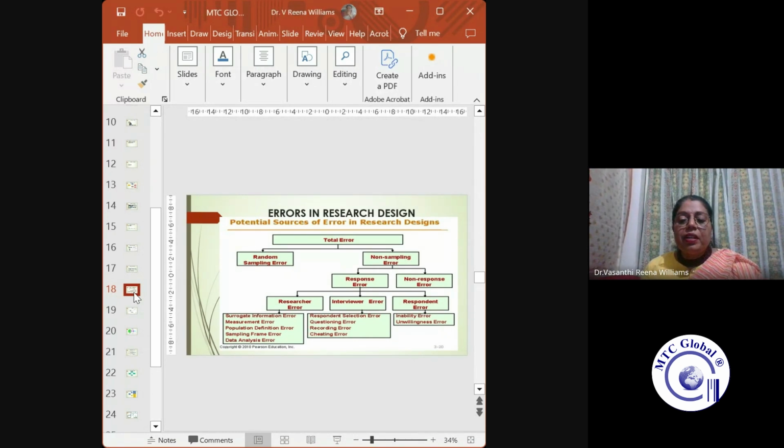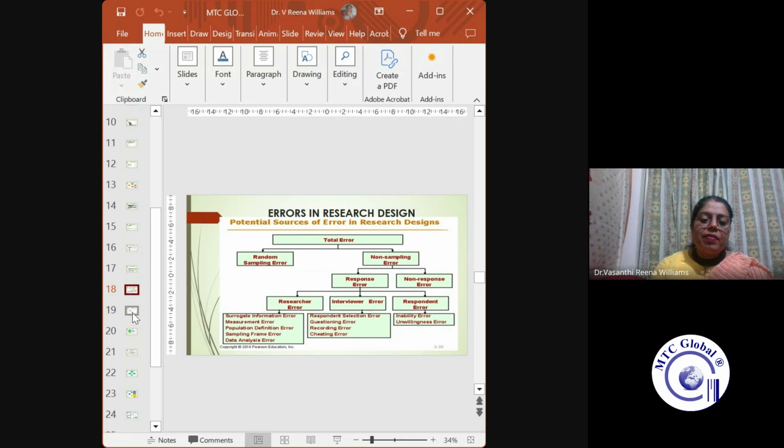And then the measurement error. Measurement is not the tape measurement. You have the scales of measurement. We'll go to that in a little while. That is called a measurement error. And then population definition error. You have not defined the population well, and it could be sampling frame error or a data analysis error. So these are the different kinds of errors that can occur in research design.